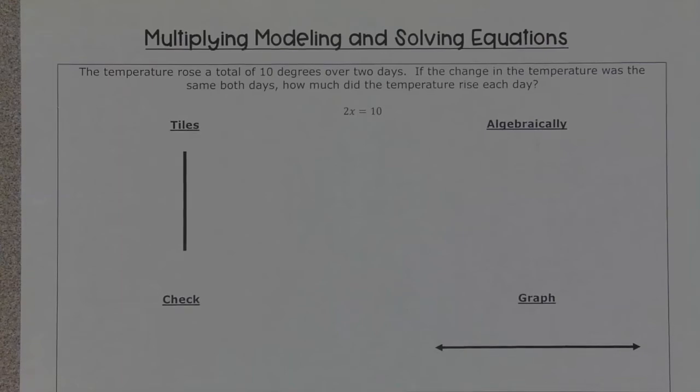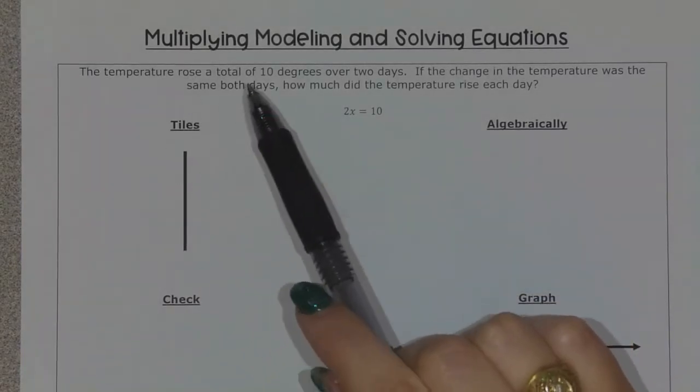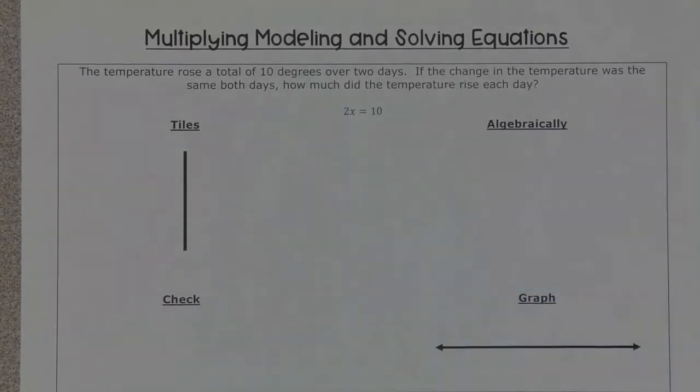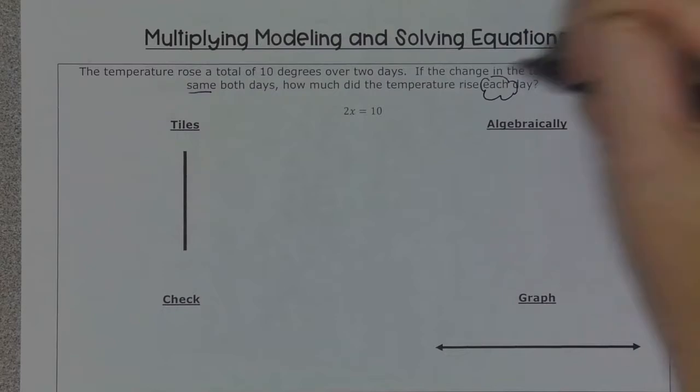All right, so our focus is still solving those one-step equations, but the two operations that we're going to focus on in this video are solving one-step equations that deal with multiplication and division. So our first problem says that the temperature rose a total of 10 degrees over 2 days. If the change in the temperature was the same both days, how much did the temperature rise each day?